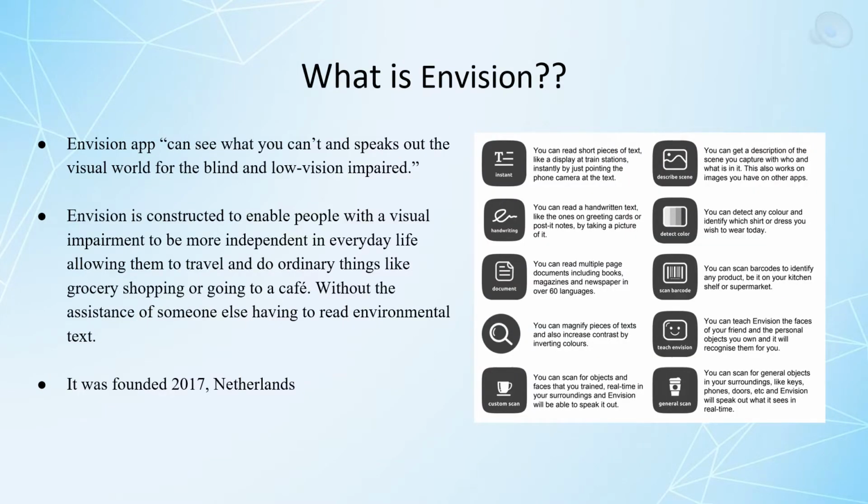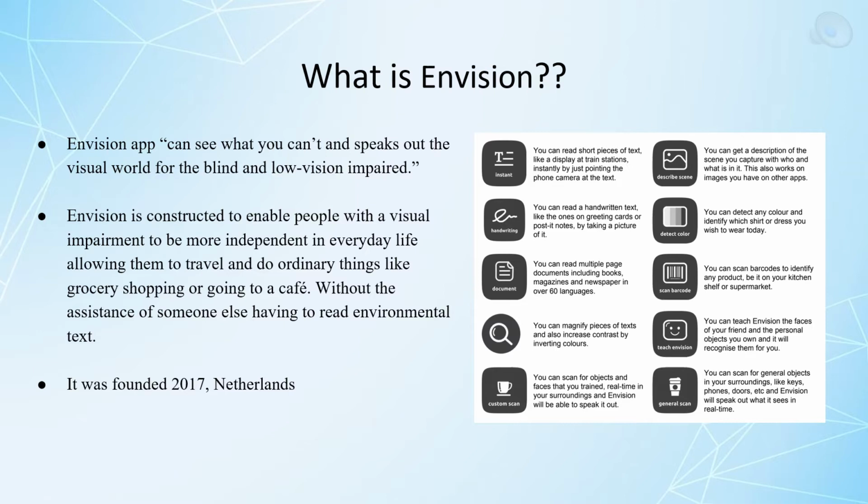Envision is an app that allows a user to read short pieces of text that could be street signs, prices on grocery items, and labels. Reads documents that are typed. Combining artificial intelligence and assisted technology, you can recognize faces in a room full of people. Describes a room and the furnishings, such as TV, desks, tables. Detects colors on items. Scans barcodes. Envision app can see what you can't and speaks out the visual words for the blind and low vision impaired.